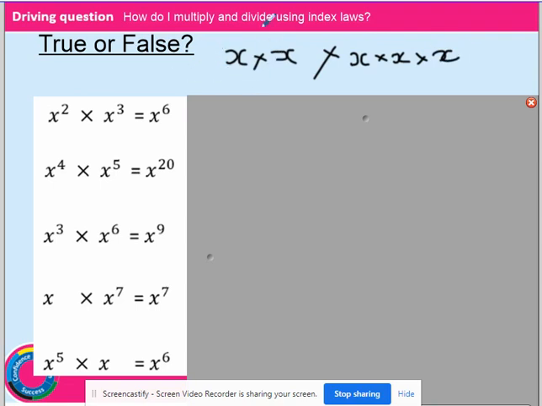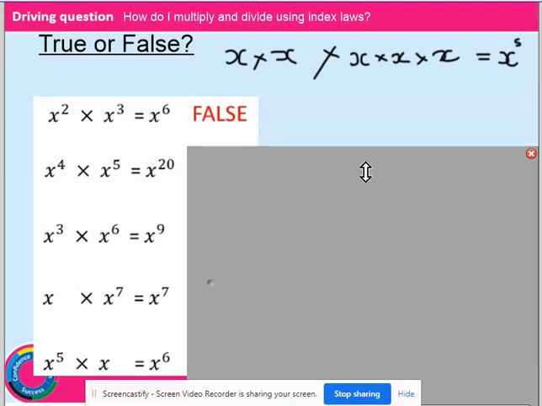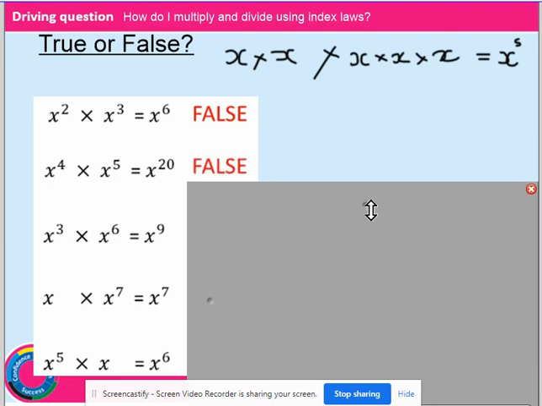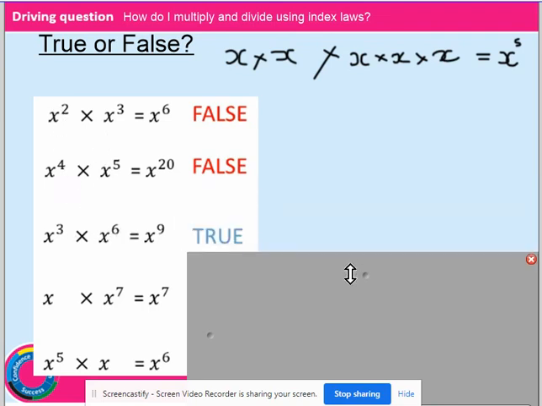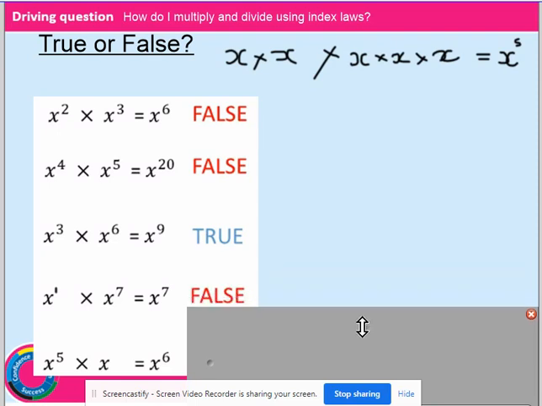So if I multiply x squared with x cubed, does that give me x to the power of 6? No. We've got 5 x's here, so that would give me x to the power of 5. I'm not going to write this out for all of them, but have a think. X to the power of 4 multiplied by x to the power of 5 would be false. We don't multiply the powers, which has happened in the first and second question. X to the power of 3 multiplied by x to the power of 6 would be true. X, which in other words is x to the power of 1, but we don't write the 1, multiplied by x to the power of 7 is false.